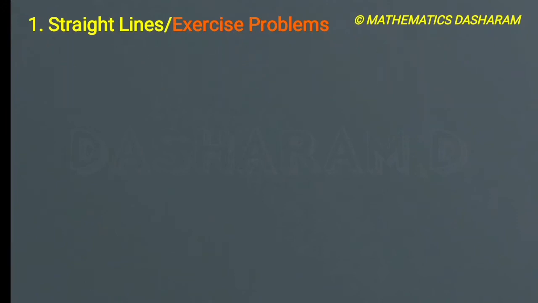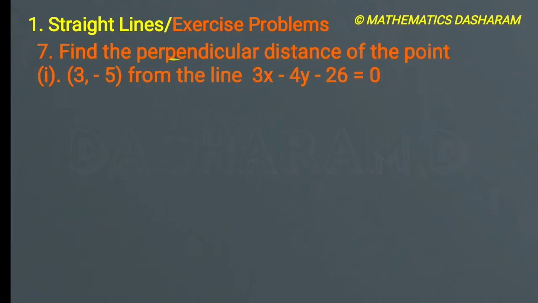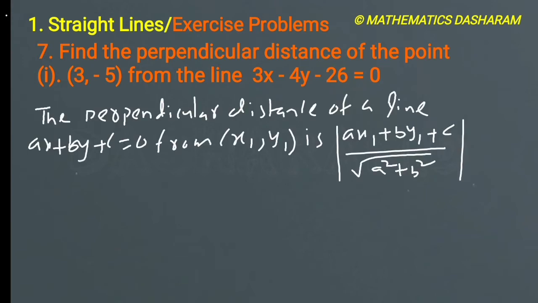Next, the seventh question is: find the perpendicular distance of the point, first one, (3, -5), from the line 3x - 4y - 26 = 0. The suitable formula for this is mod of (ax1 + by1 + c) divided by the square root of (a squared + b squared). So it is equal to mod of a, the x coefficient, which is 3, into x1, which here is 3. Next, b y1, so b means the y coefficient -4, into y1, which is -5.